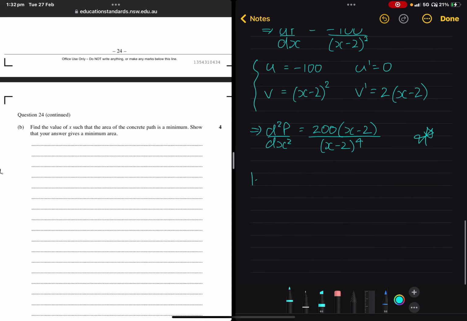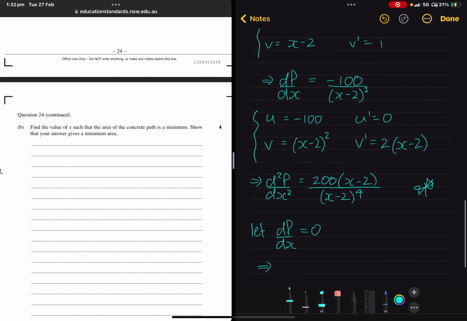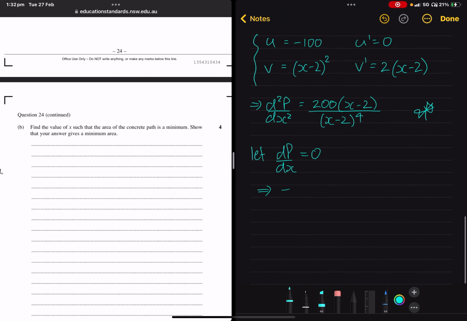So now we need to let dp dx equal 0. This is our condition for finding mins and maxes. So dp dx was minus 100 over x minus 2 squared, so minus 100 over x minus 2 squared equals 0.